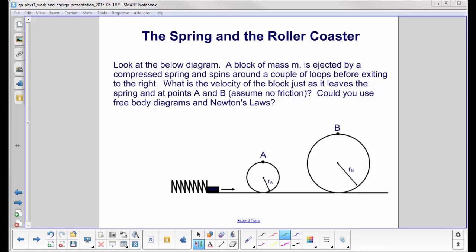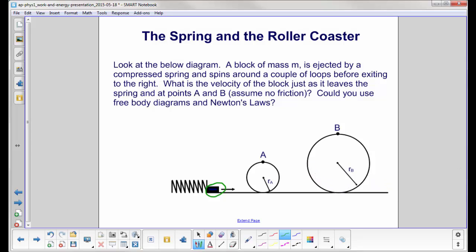Look at the below diagram. A mass M, that's this point over here, is ejected by a compressed spring. We push the mass against the spring and then let it go. It spins around a couple loops. It goes like this, comes around up here, kind of like a roller coaster. Then keeps going here, comes up to this loop, and then finally comes out at the end.